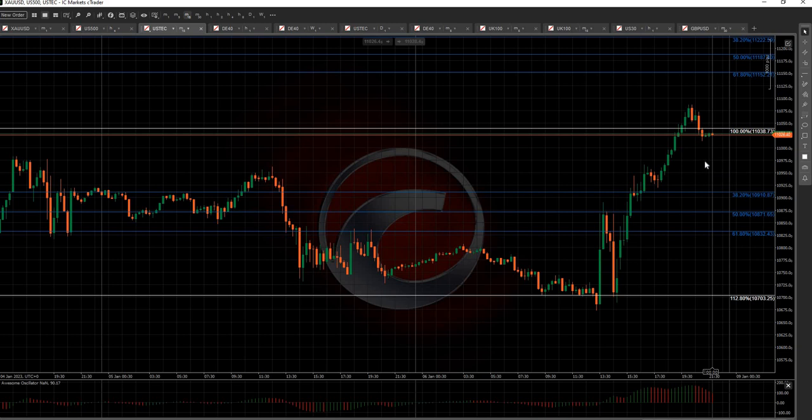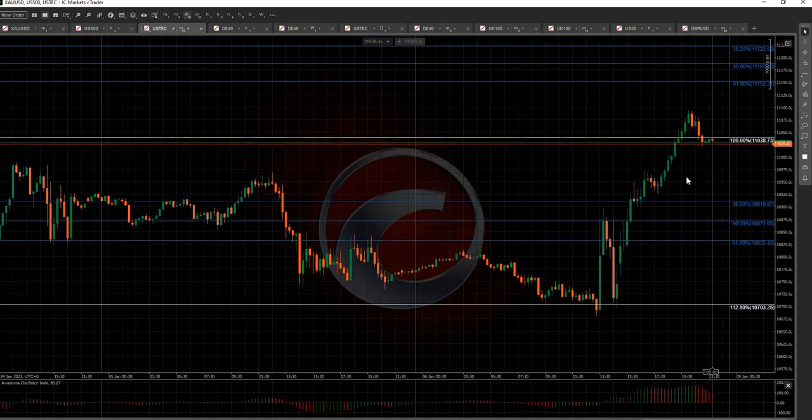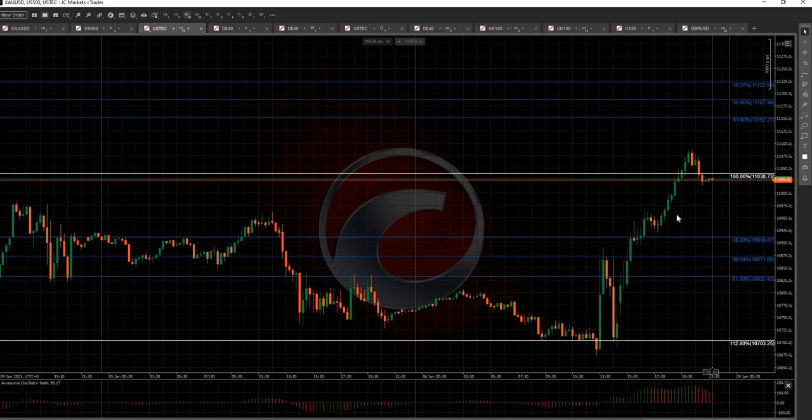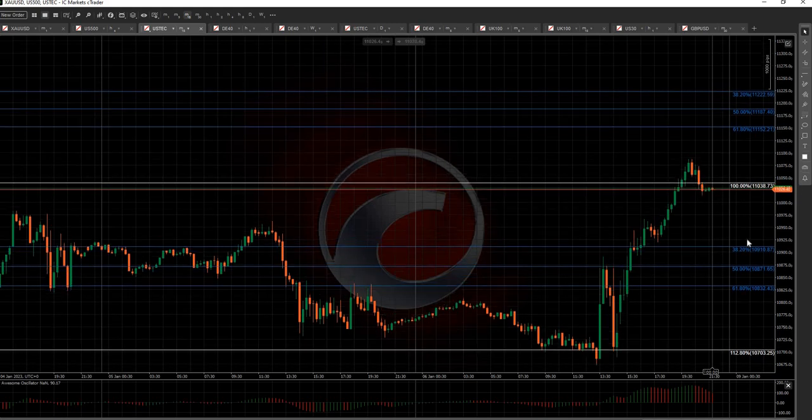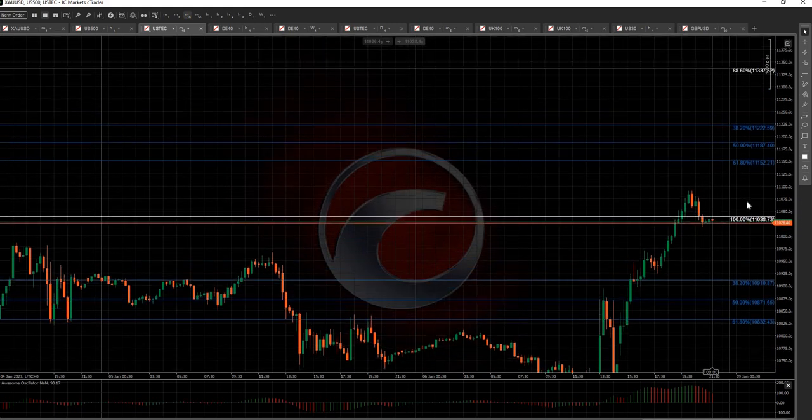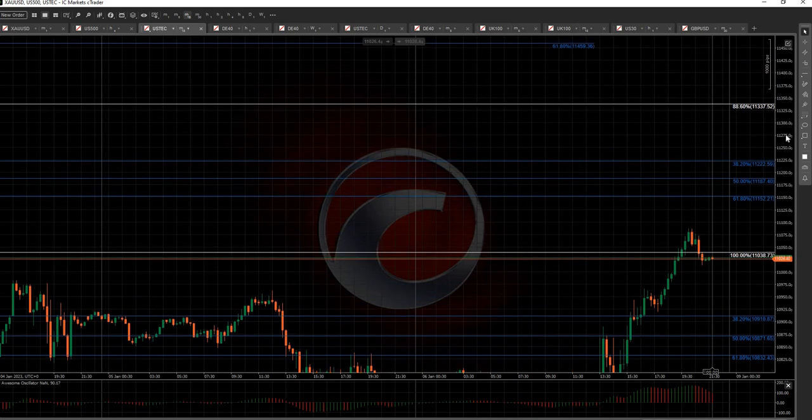703 held it, came back through. 11040 was my upside target, which it did hit. But it's now hovering below that, which I don't like to see. I'd rather see that sort of consolidating above it really. If it comes back through the 1140 area, it's back into the previous move.